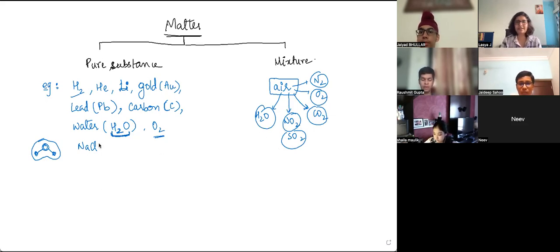So in compounds, you have atoms that are chemically bonded to each other. If you take two atoms of hydrogen and attach them to an atom of oxygen, only then it's going to be water. So this composition, this ratio, will never change. If you change this, it's not going to be water anymore, it's going to form something else. Now that's not the case with a mixture.